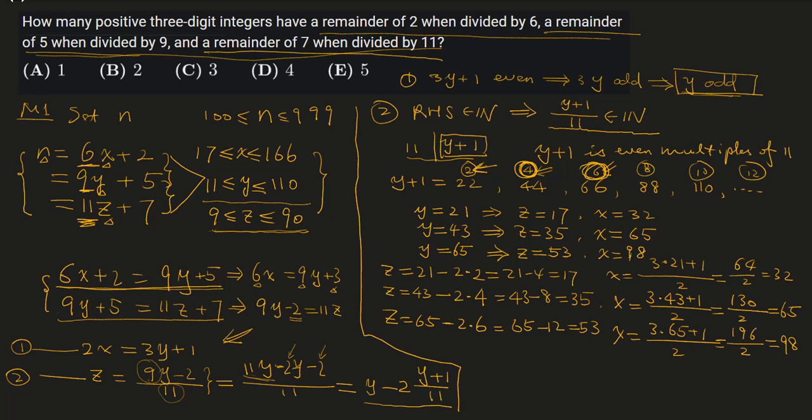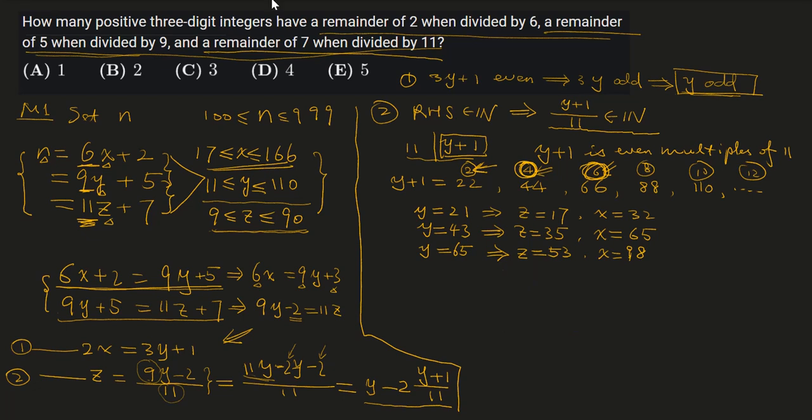So both values for z and x are within the bound in here, right? X is between 17 and 166. Z is between 9 and 90. So we are good. Let's clean up some space and continue.